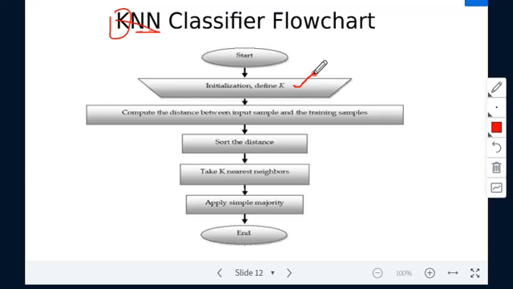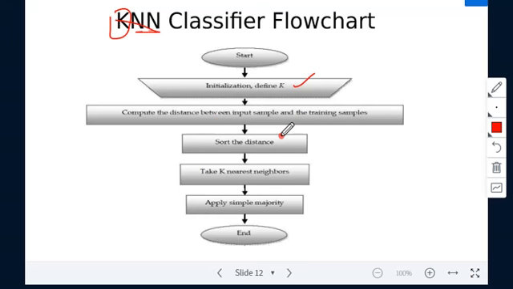K can be any integer. Next, for each point in the test data, we have to calculate the distance between the test data and each row of training data with the help of any of the distance functions, like Euclidean distance, Manhattan distance, or Hamming distance. The most commonly used method is the Euclidean distance.